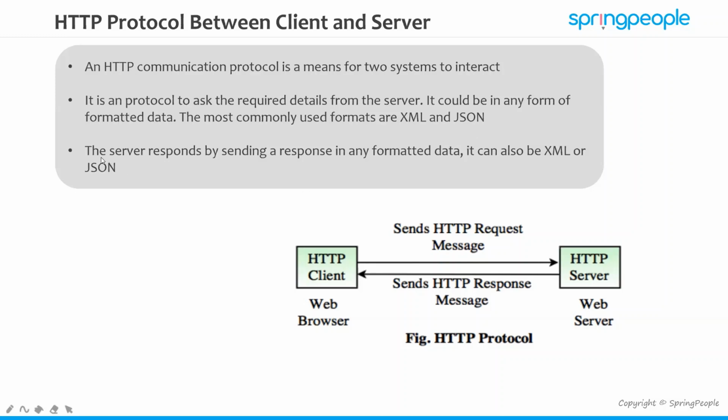Now the server responds by sending response data in formatted data again, and it could also be XML or JSON. So basically this transformation happens through a transformation medium, and this medium could be XML or JSON or sometimes TXT also. Based on the web service type, the data is transferred between server and client, right? So a web browser, which is our client, sends a request in XML or JSON to the HTTP server, and then the server responds through the HTTP communication protocol.